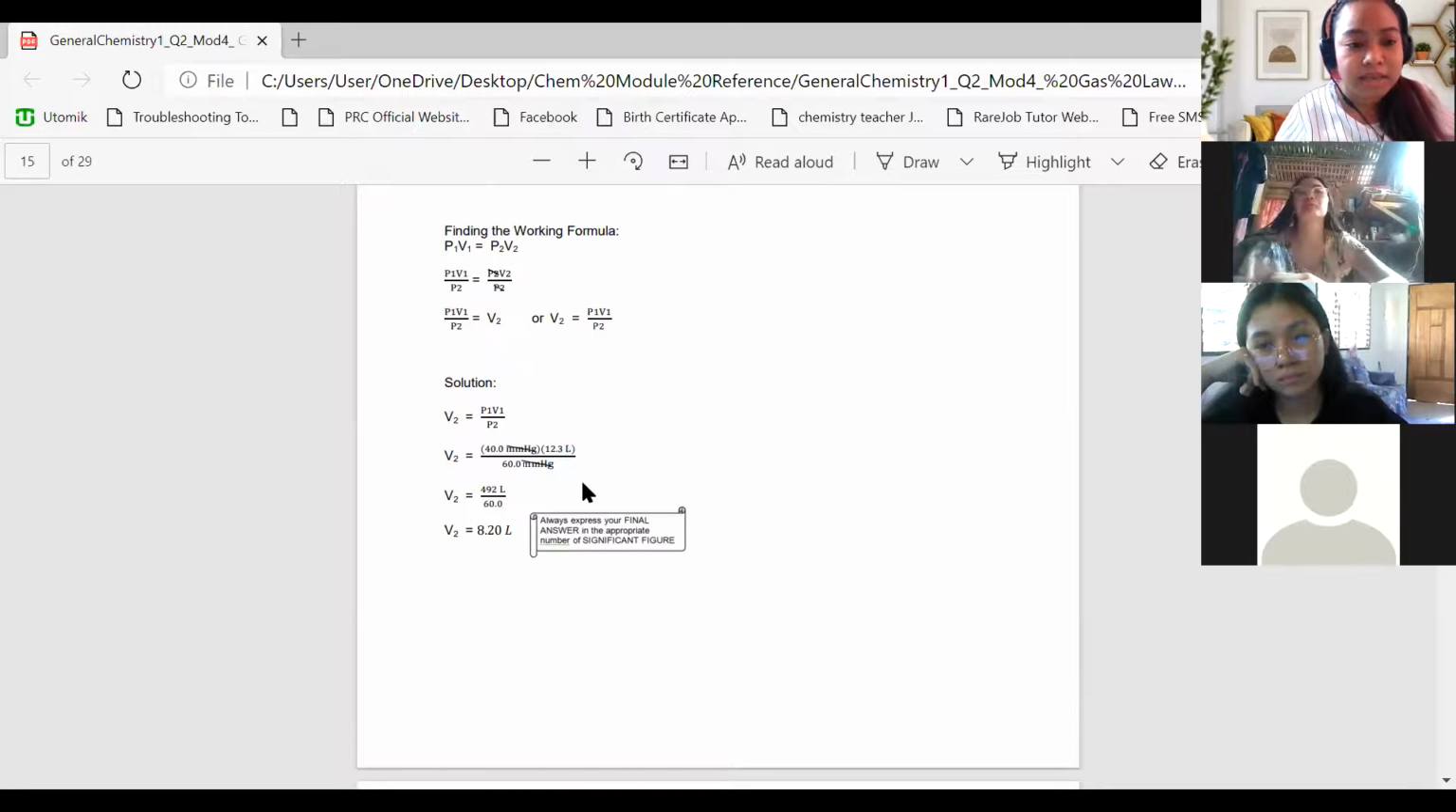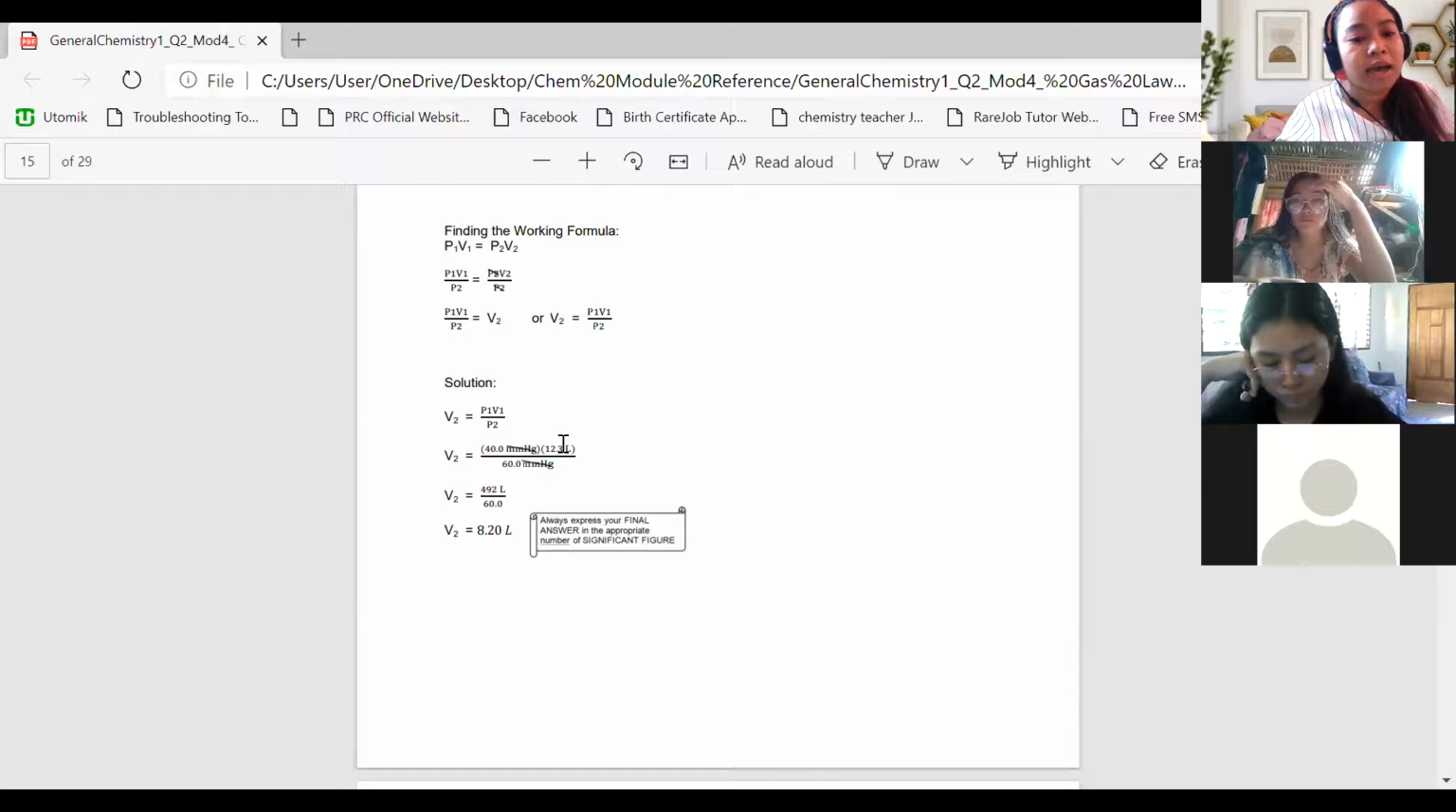And then, as the law for solving fractions, we multiply numerators to numerators, denominators to denominators. So 40 times 12.3 is 492 liters divided by 60. So you have 8.2 liters. Always remember to express your final answer with the appropriate number of significant figures.